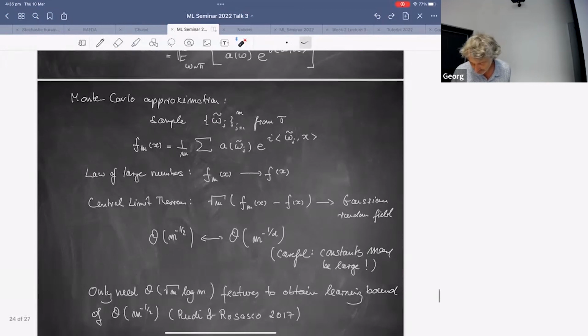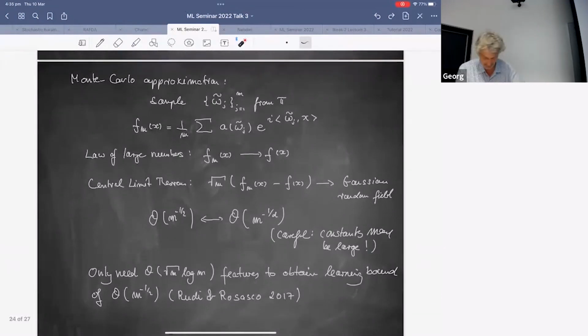Okay, and there's a nice result. It's actually even better than just the square root of m. What Rudi and Rosasco showed is that you only need square root of m log m terms to actually get the 1 over square root of m convergence. Okay, so you're doing pretty well with those.